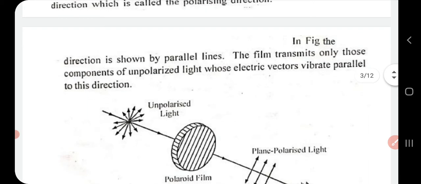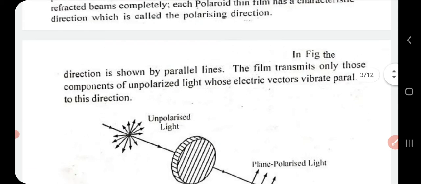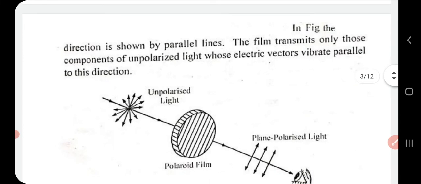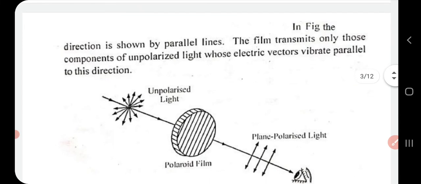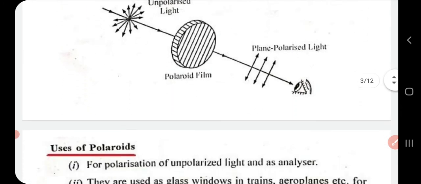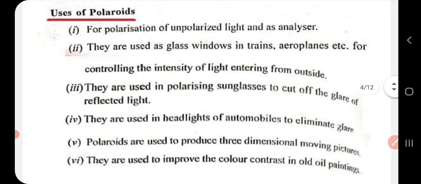Now in this figure, the direction is shown by parallel lines, that is the polarization direction. The film transmits only those components of unpolarized light whose electric vectors vibrate parallel to this direction. See, only the parallel vibrations are transmitted. Now these are the uses of Polaroids that you have to study.